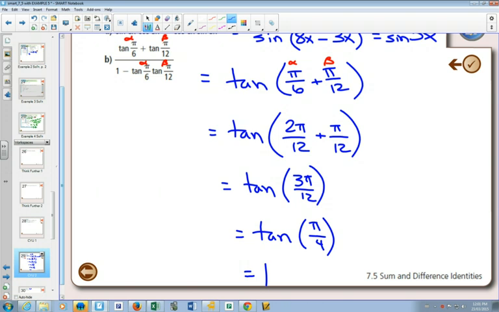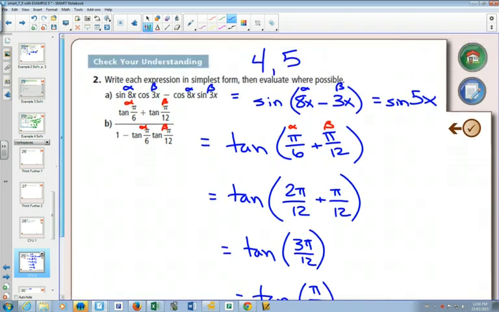Oh, I wrote the questions already at the top for this one. 4 and 5.